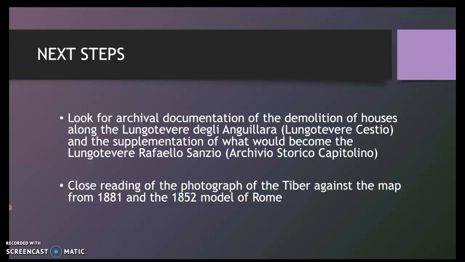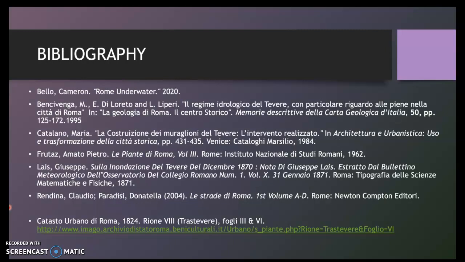This archival search, perhaps at the Archivio Storico Capitolino for records related to these streets, is a crucial next step for research on this aspect of the Critelli project, as it may provide info on the land that was built up along the Lungotevere Sanzio and the buildings that were demolished along the Lungotevere dell'Anguillara. Additionally, a close study of the photograph of the Tiber from 1870 in comparison to the map from 1881 and potentially the model of Rome from the Musée du Plan Relief in Paris, if the next cohort can obtain detailed photographs of this area, could result in a more three-dimensional understanding of what it looked like before the Tiber walls were built. Thank you very much for your time.